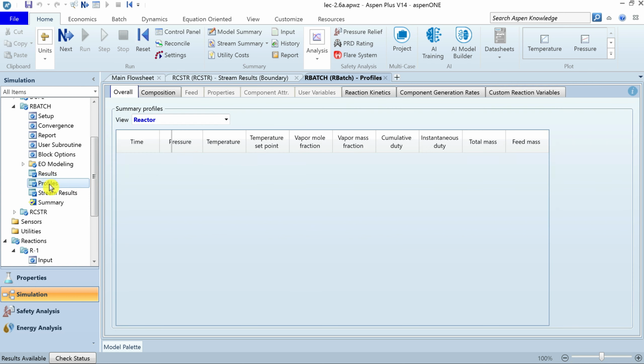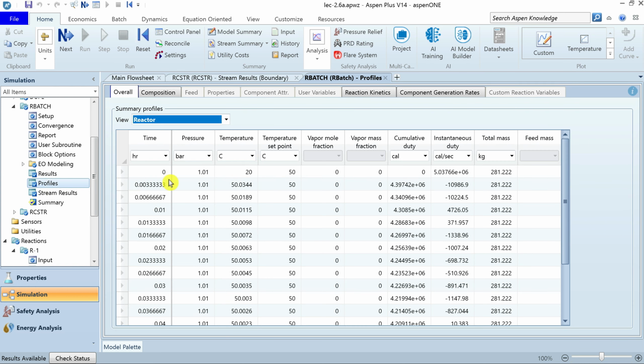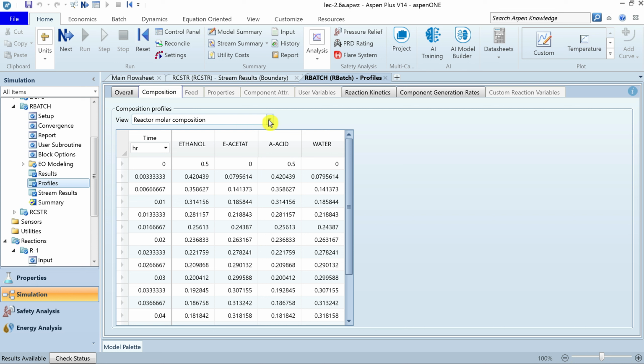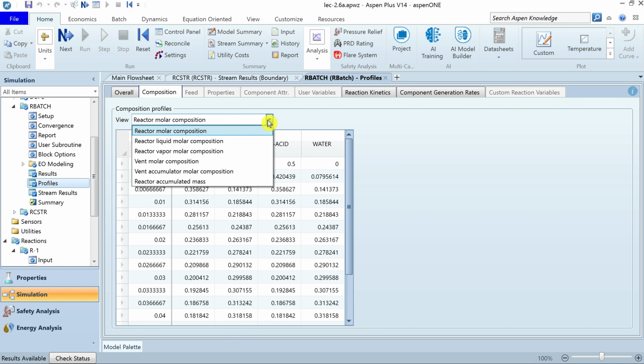On the profiles tab, you can view the dynamic response of the reactor for pressure, temperature, cumulative duty, instantaneous duty, and total mass. Total mass is the accumulated mass inside the reactor and totally depends on the batch feed time. The higher the batch feed time, the more feed is introduced inside the batch reactor for conversion into the products. Let's have a look at the composition tab. On the composition tab, you can see different composition profiles including reactor molar composition, liquid and vapor molar compositions if a two-phase mixture is involved, or the reactor accumulated mass.